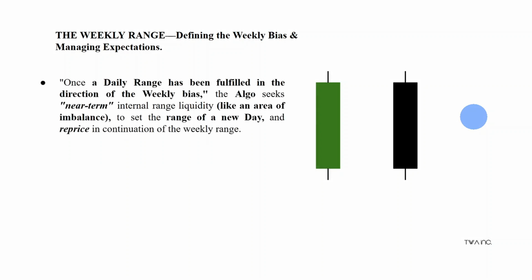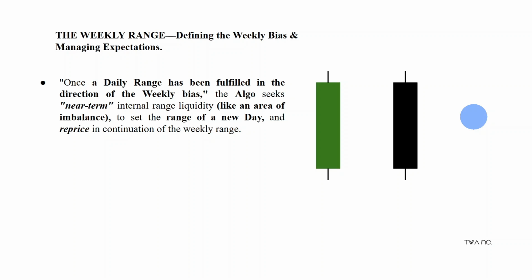Now, still in trading the weekly range, this is an add-on. If you've stayed this long in this presentation, this is an add-on. Once a daily range has been fulfilled in the direction of the weekly bias, the algo seeks a near-term internal range liquidity, like an area of imbalance, to set the range for a new day and reprice continuation of the weekly range.